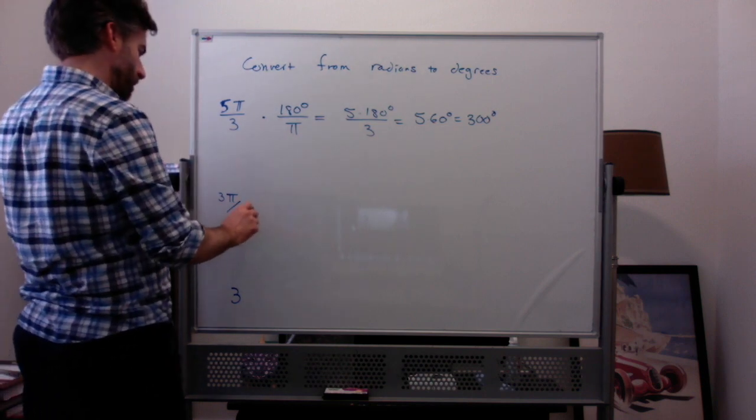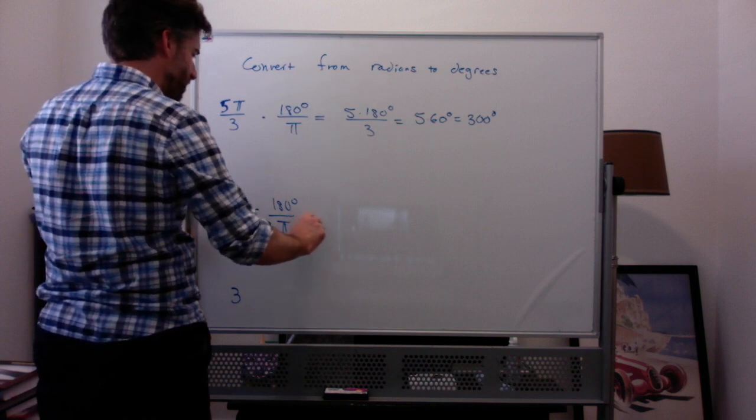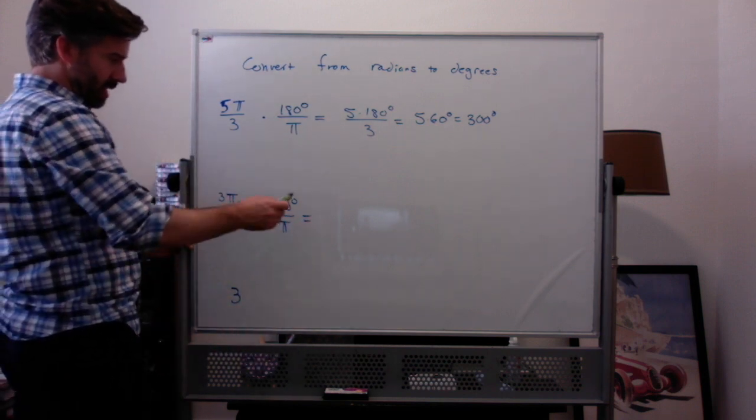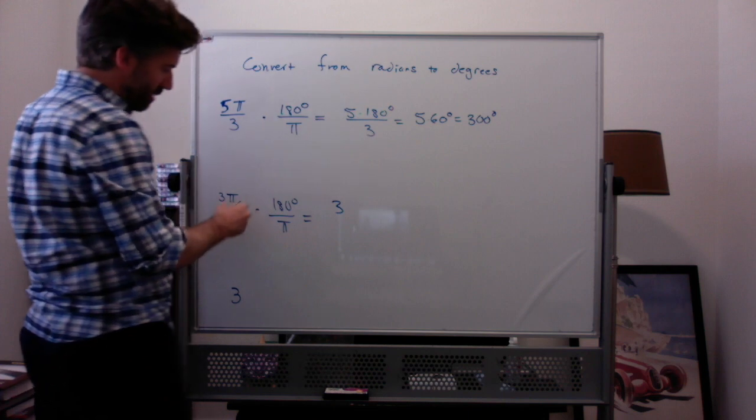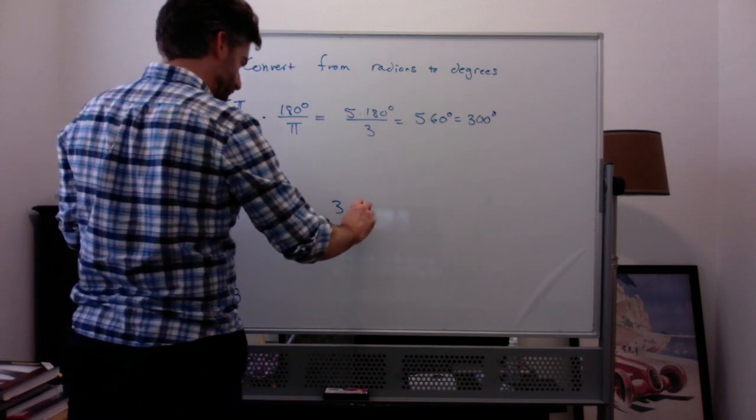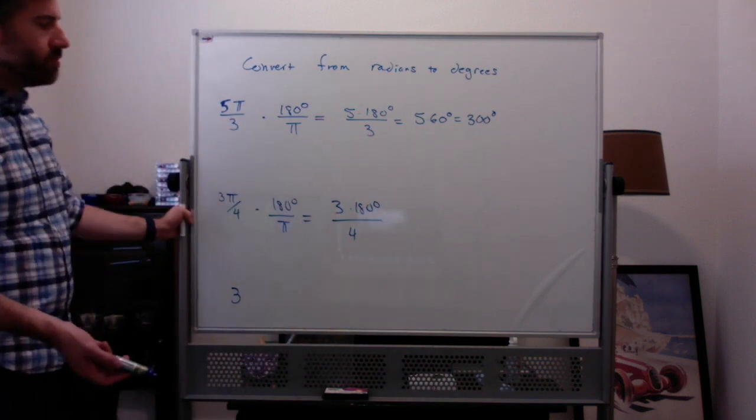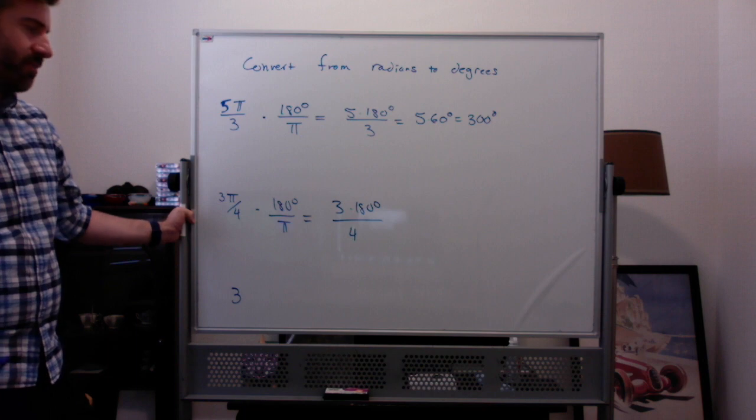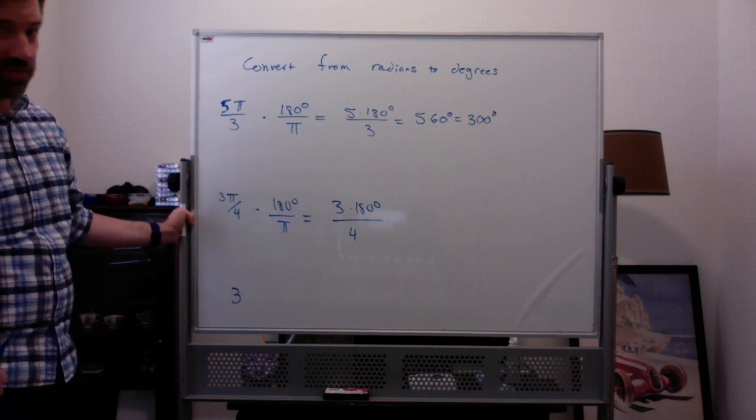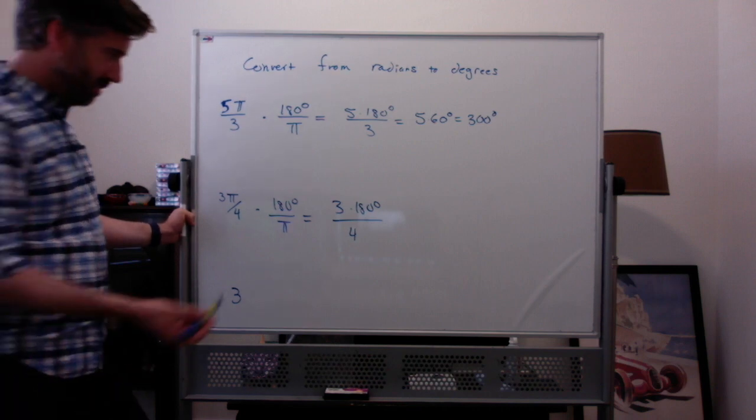Same idea here. I'm going to multiply by 180 degrees over pi, and I'm really just going to write it out as one fraction. Top times top. So 3, the pi's cancel. I'm not going to write the pi's if I don't have to. So we get 3 times 180 degrees over 4. And here, it really depends on what is easiest for you. 180 divided by 4 is 45, but 3 times 45 is hard for me. So I'm going to do this.